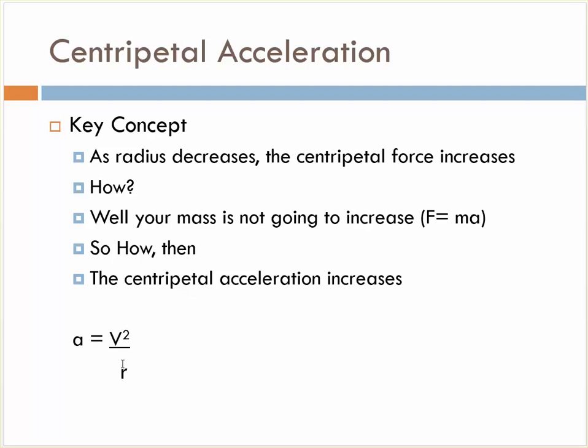So what does that mean? Well, as the radius decreases, the centripetal force increases. Why? Because the acceleration is going to get bigger as the radius gets smaller. Basically, if we divide by smaller numbers, the answer gets bigger. So if I divide by 10, I'm going to get one answer, but if I divide by 1, I'm going to get a larger answer, which means the acceleration gets bigger, which means the force gets bigger.